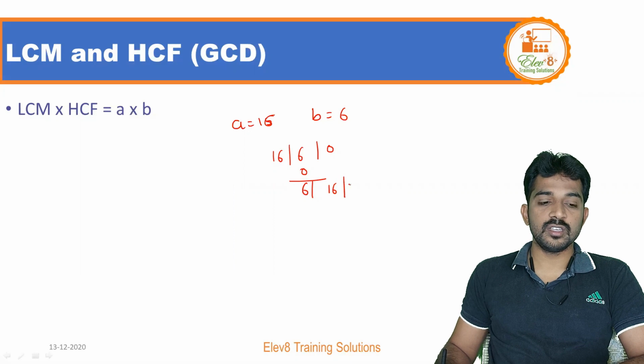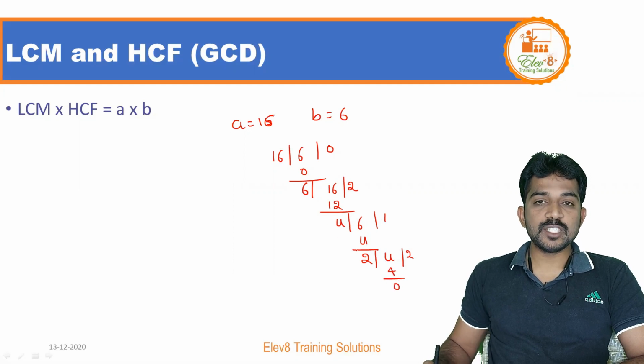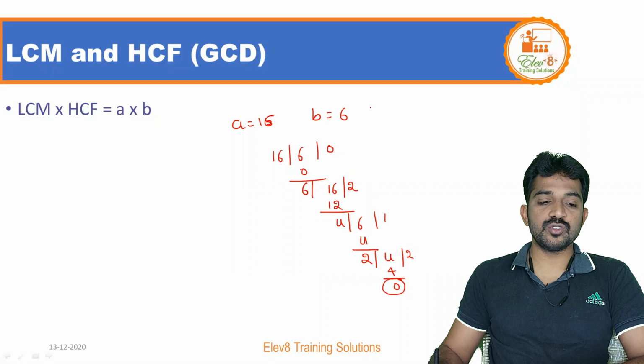16 minus 12, right? 4, right? Next, this 6 comes to here. 6 minus 4 is 2, 4, right? 2 2 4, 0. It means you need to repeat this process until you get the 0. Until you get the 0. So this is the GCD of these two numbers. 2 is the GCD of these two numbers.